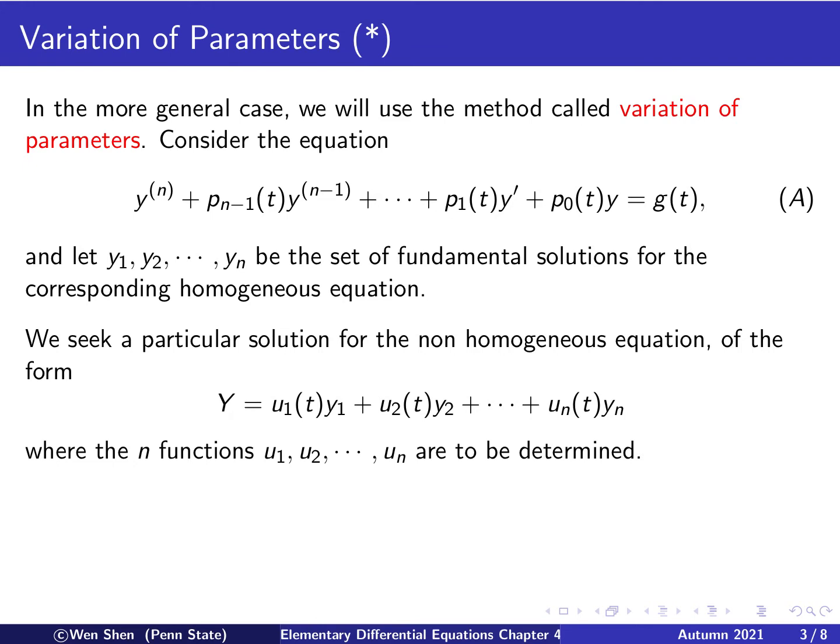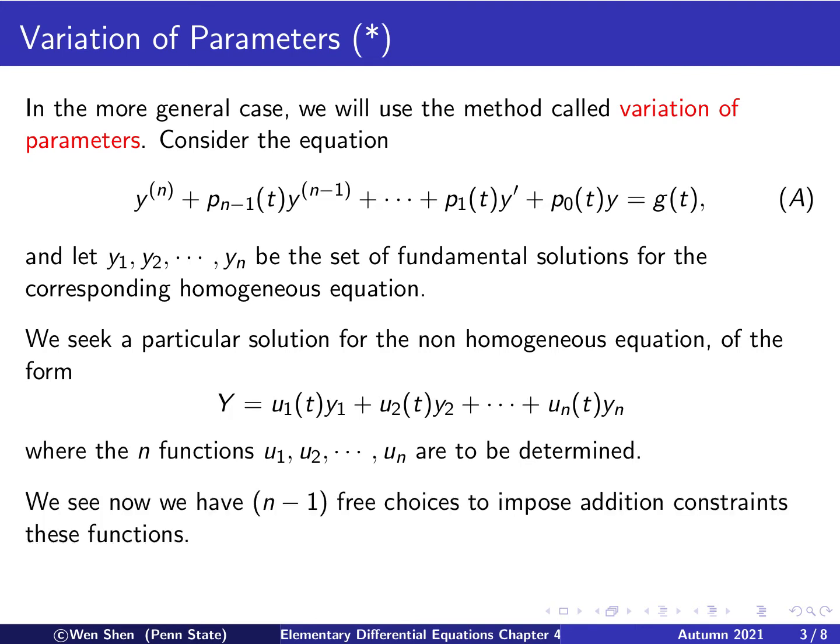Now we seek a particular solution of the following form. Capital Y will equal, we utilize these solutions y1, y2, and yn, and for each of them we multiply by some function of t. So y1 is multiplied by u1 of t, y2 by u2 of t, and yn by un of t. So there are n functions, u1, u2 to un. They are functions of t, and they are to be determined such that this capital Y becomes a particular solution for the non-homogeneous equation.